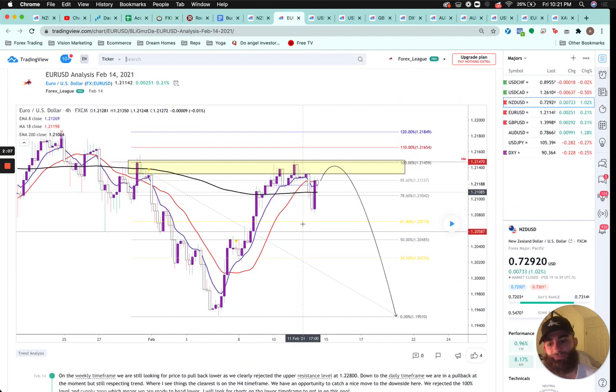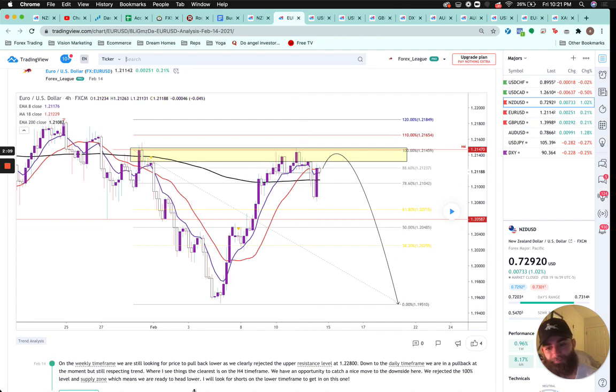So EU, let's check this one out. On the weekly time frame, we're looking for price to pull back lower, as we clearly rejected the upper resistance level of 122,800. Down to the daily, we're looking for a pullback at the moment, but still respecting the trend. Where I see things clear is on the 4-hour. That's where we're at right now.